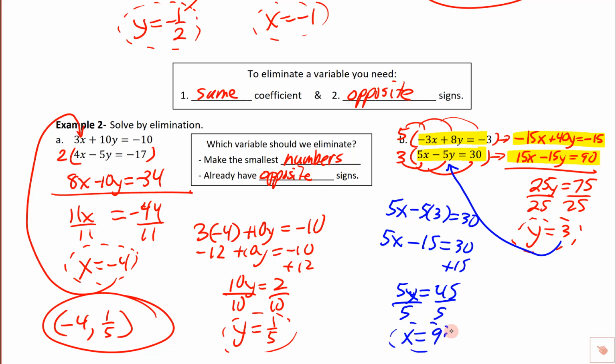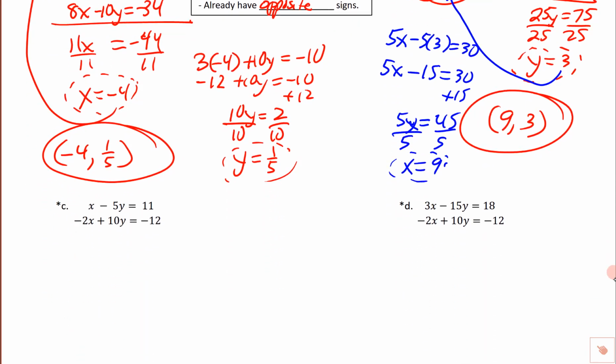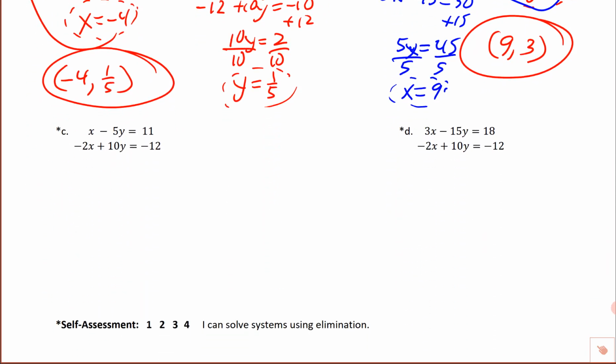So there's the other part of the answer. We'll come back here and we'll write it as an ordered pair. So this is going to be 9 comma 3. So after all of that mess, changing both equations and stuff like that, we still get a fairly nice answer of 9 comma 3. Now, moving on to these last couple, let's take a quick look at these.